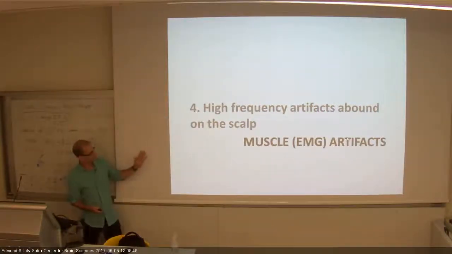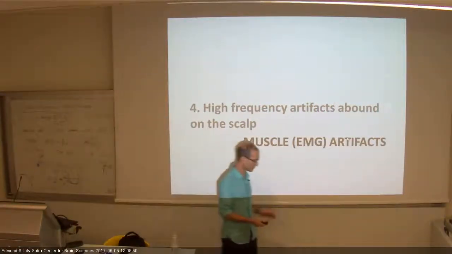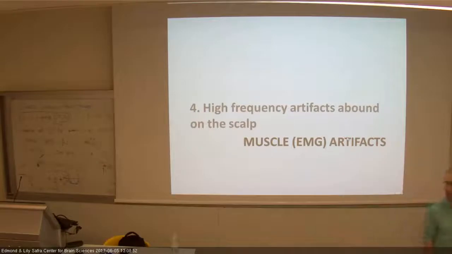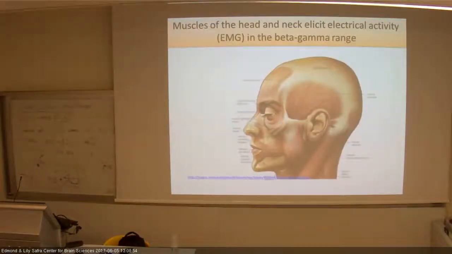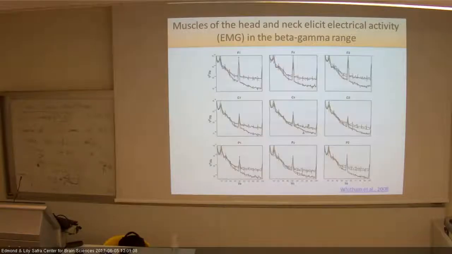And now let's go to the artifacts. And I'm going to show you muscle artifacts. So this is what the head looks like, and if you see this picture, you will always remember why we have so much problem with muscle artifacts. The head is covered with muscles. The only place where we don't have muscles is here, at the very, very top. Okay.